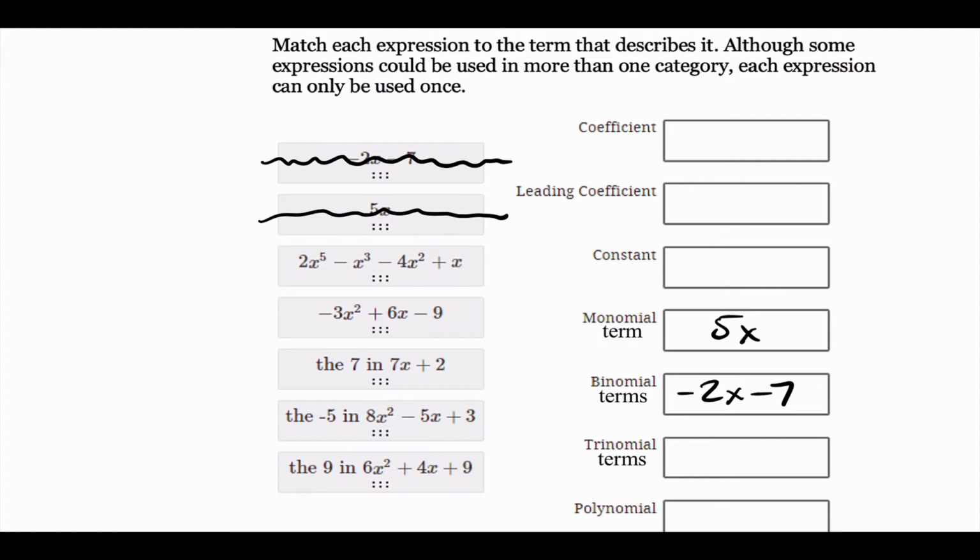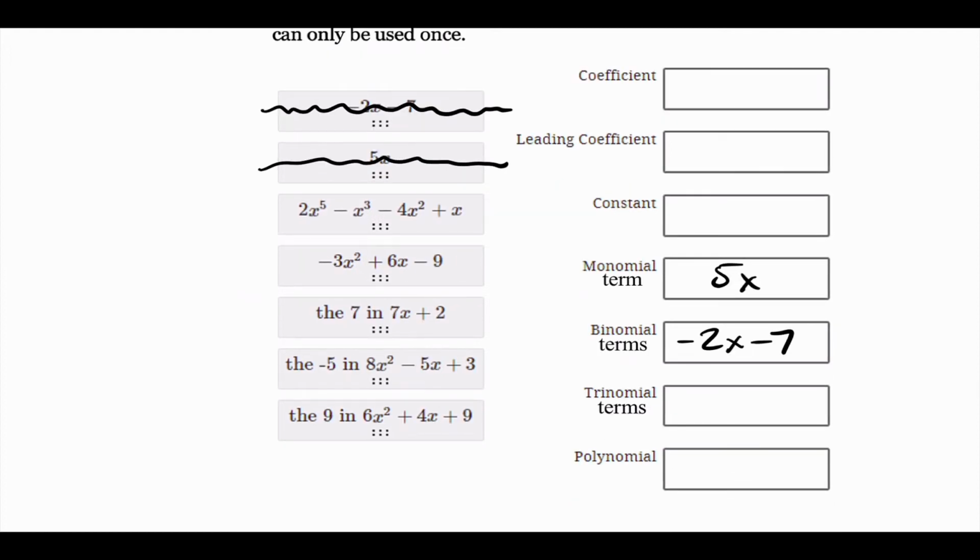Okay, the next one. 2x to the 5th minus x cubed minus 4x squared plus x. That one's going to be a polynomial, right? It's got a lot of terms. So that one's a polynomial.